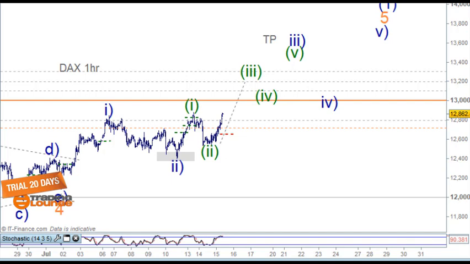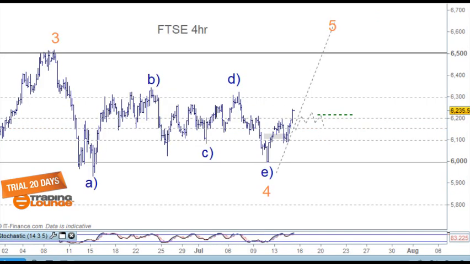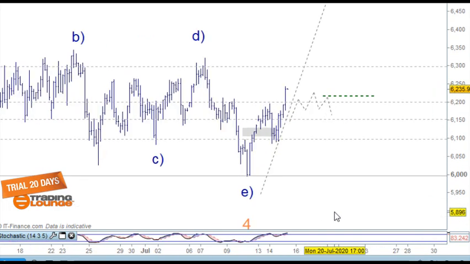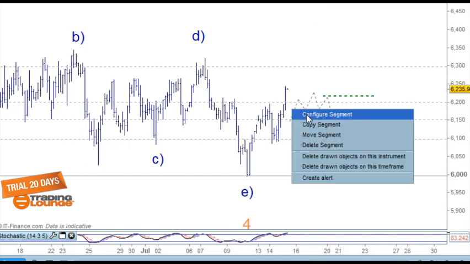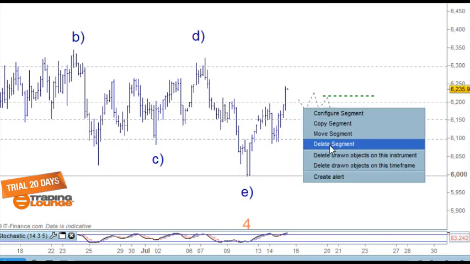And the FTSE is starting to wake up as well. So last time we spoke, we were looking at this here in terms of an A, B, C, D, and E here. I don't particularly like this count that much, but we can run with it. And in this case here, we're just going long above the 6,200 there, so maybe you're long already with this, hopefully. So we'll just remove all of this, and we should be moving up higher from this point.